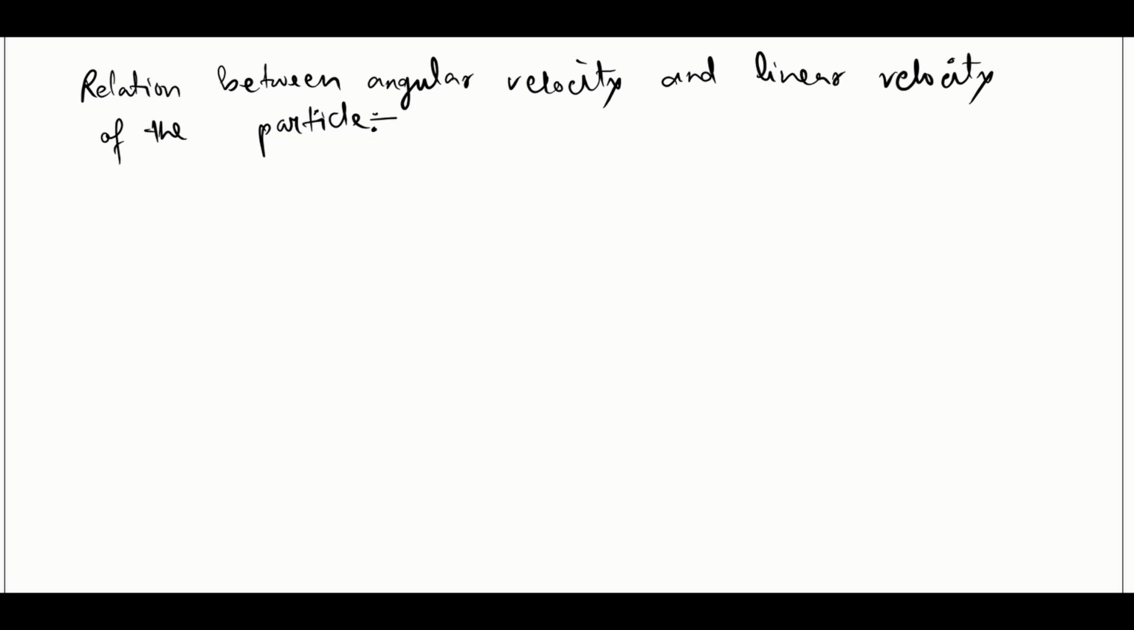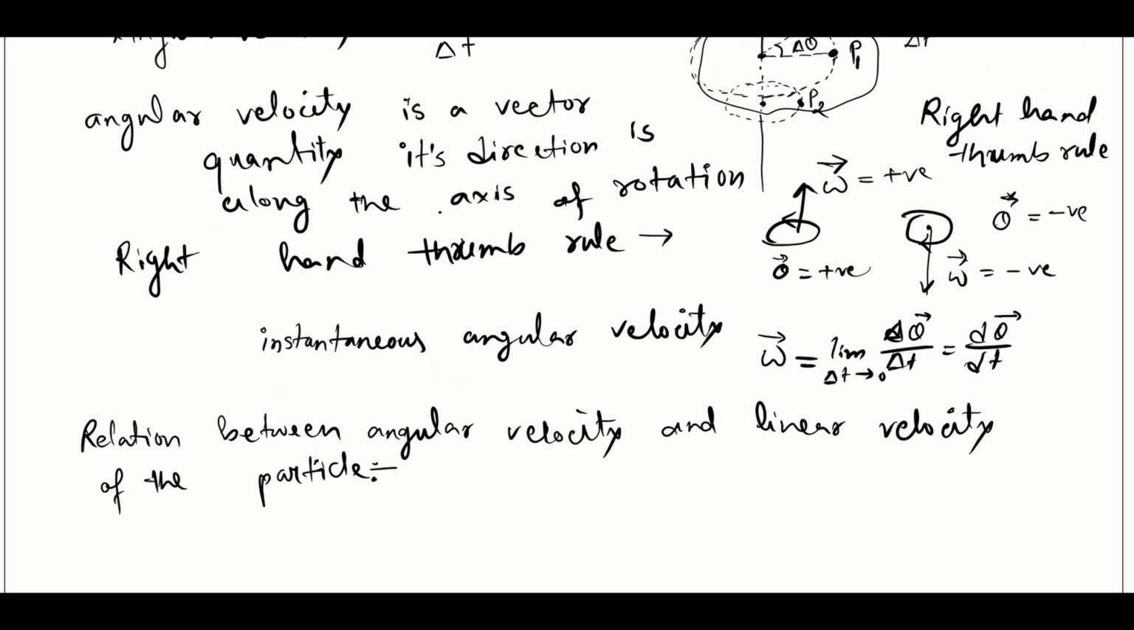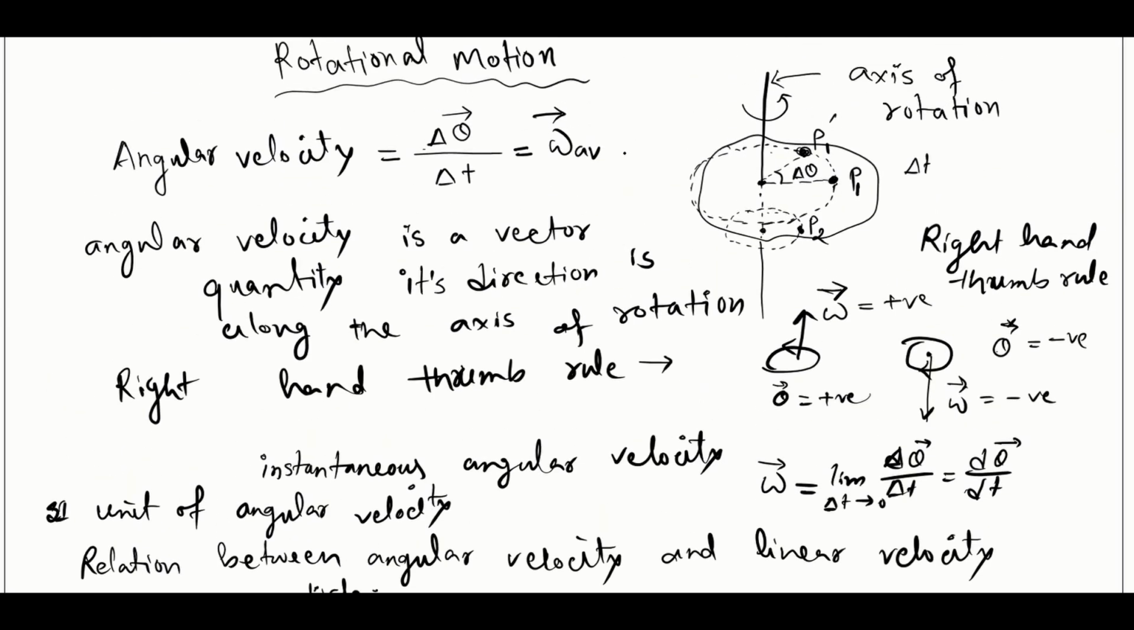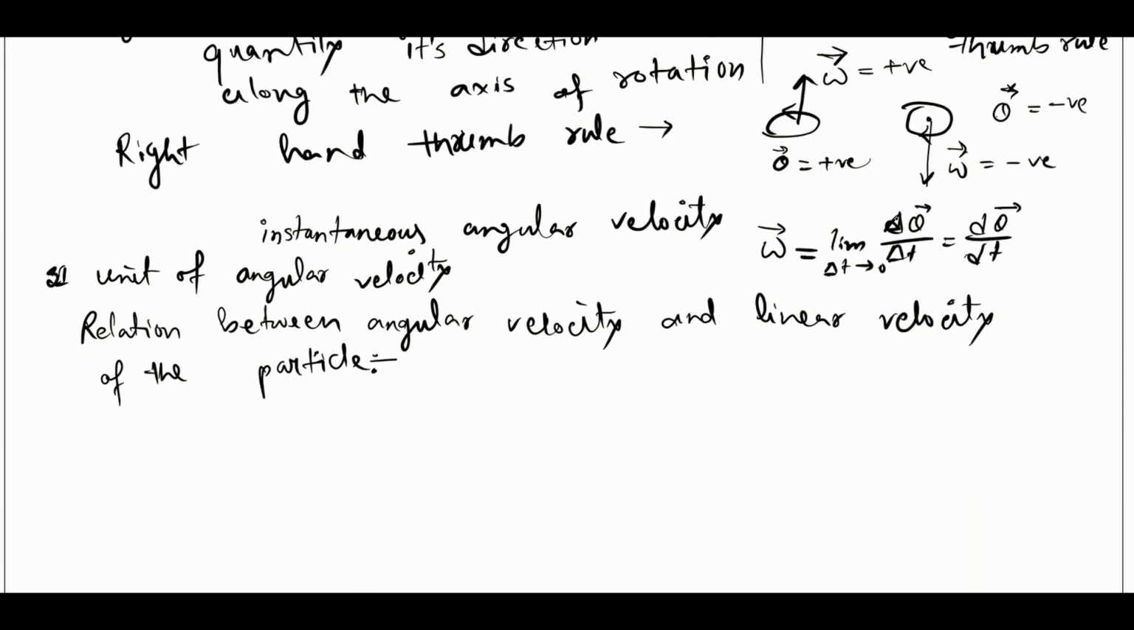Now let's discuss what is the SI unit of angular velocity. Since theta, the angle, is in radian, and time is in second, the angular velocity unit is radian per second.